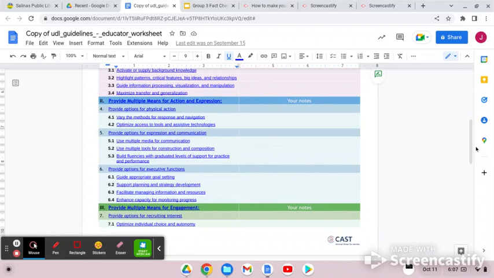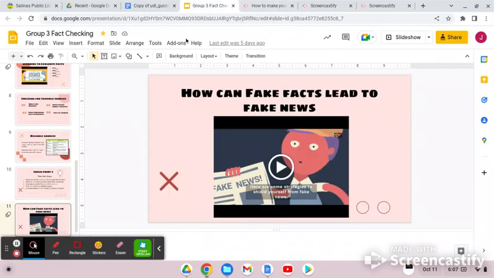The next category, action and expression, we decided to use 5.5, which was provide options for expression and communication. We used this by having multiple checkpoints to see if the students are following along and understanding each section.